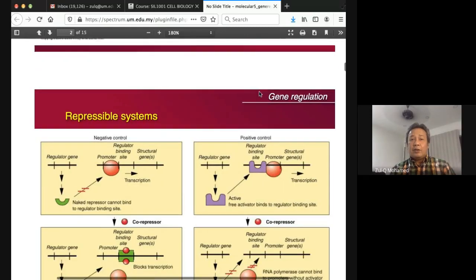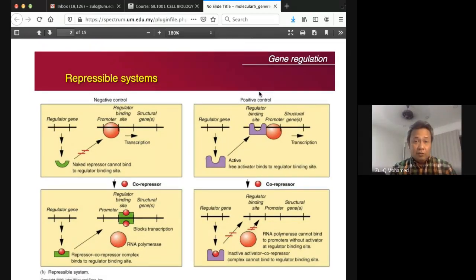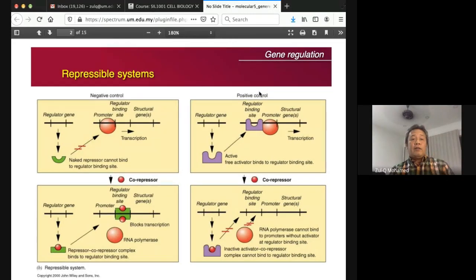The next slide talks about a repressible system, that means switching off. So you have either, the negative control is putting in the repressor molecule, and then positive is you remove the activator. So basically positive and negative refer to the molecule that has a negative impact, repressing, whereas positive talks about a molecule that has a positive effect. But both can be used to control, to shut down.